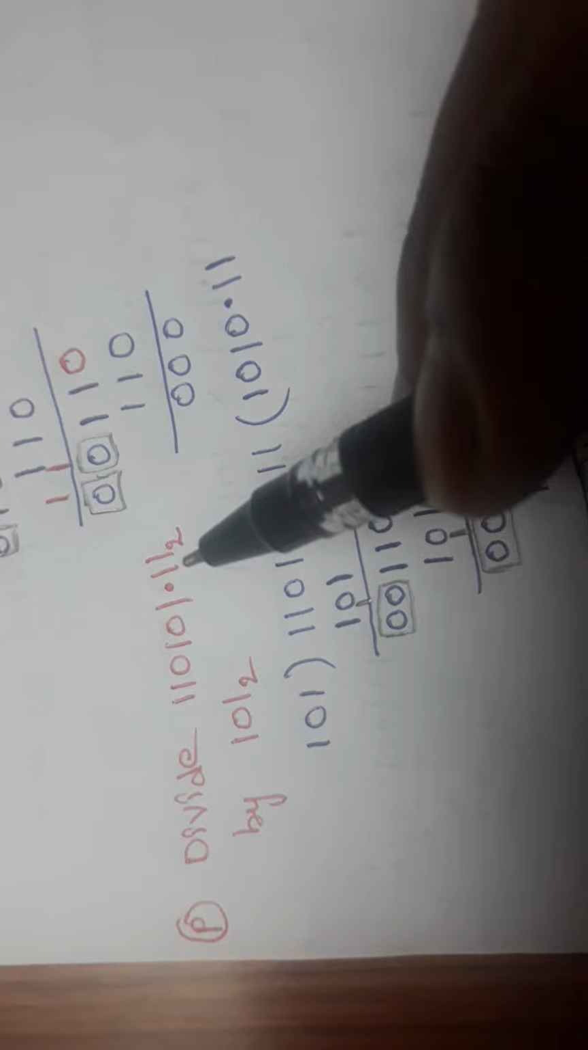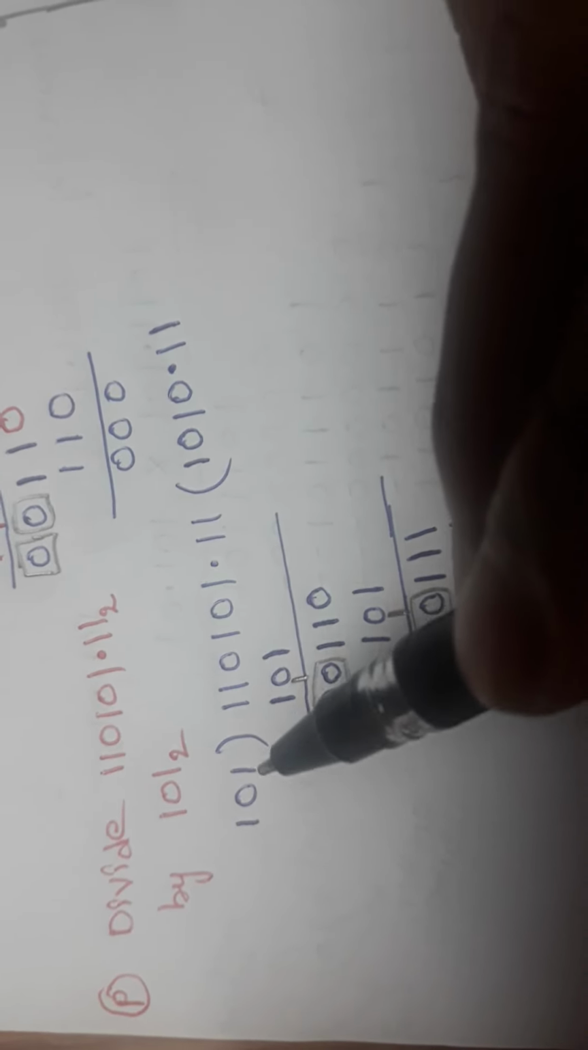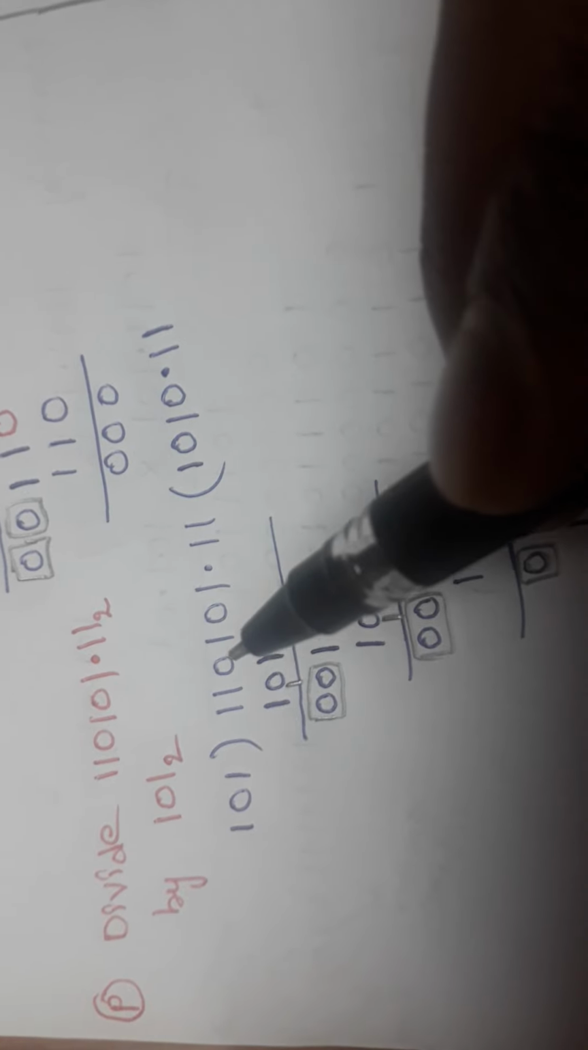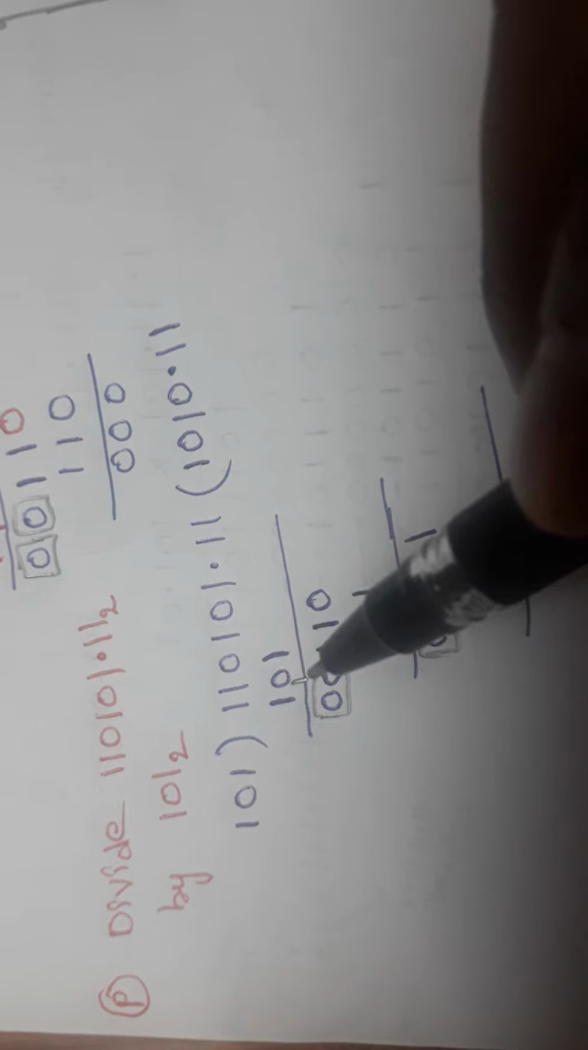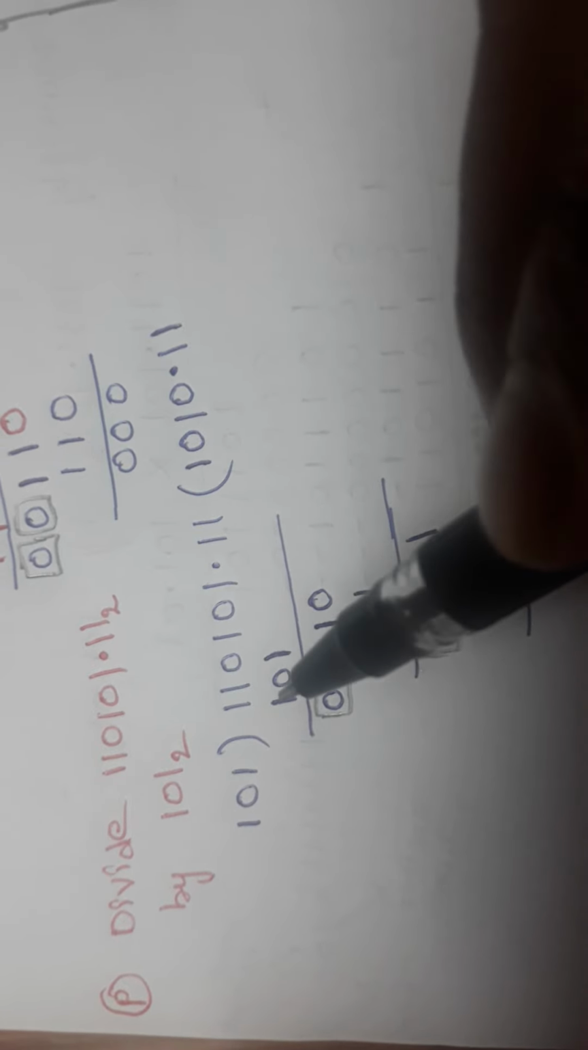Now look at one more problem: divide 110101.11 by 101. If you observe the first three bits, which is equal to 6, but the divisor is 5, it is possible to divide. Therefore 101 minus 101: 0 minus 1 is difference 1, borrow 1, then 1 minus 0 minus 1 is difference 0, then 1 minus 1 is 0.